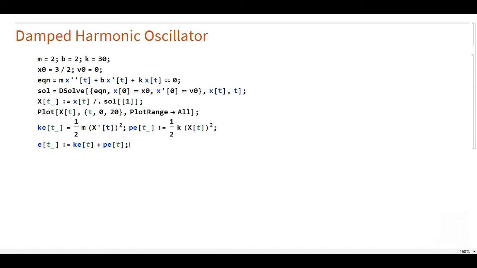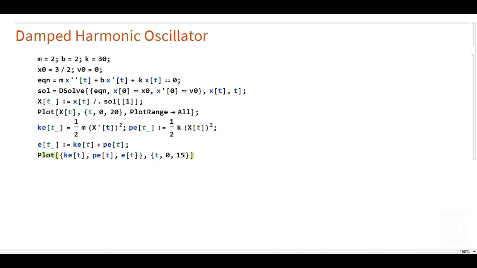Okay, now let's try to plot all of them together to see whether we are getting anything or not. So kinetic energy, potential energy, and the total energy in a single graph. And again, we want to use the same range. You can also vary the range if you want.